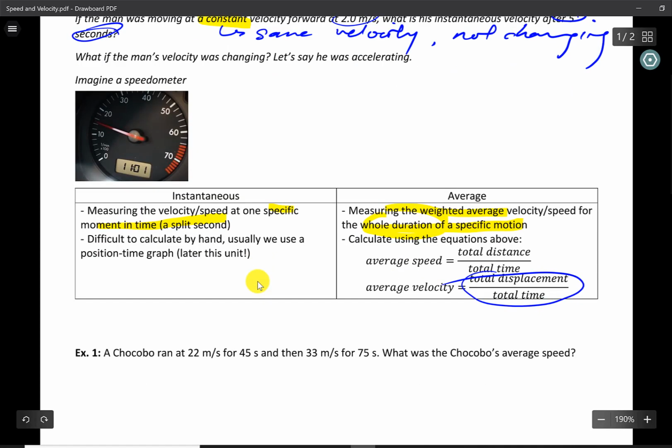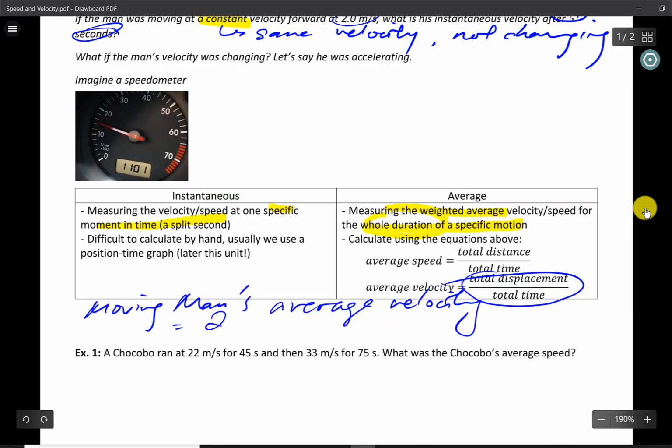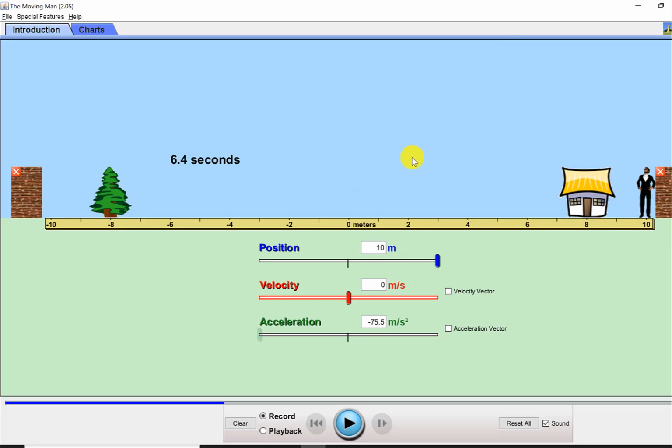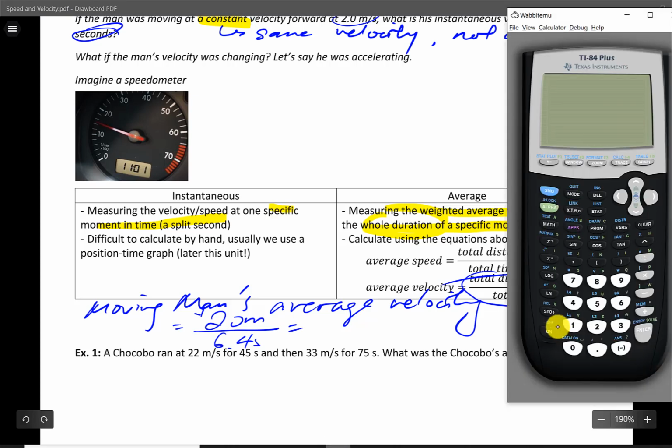So what can we do for that? Okay, so the moving man. His total displacement was a total of 20 meters because he started at negative 10, he went 10 to 0, and another 10 meters all the way to positive 10. Total of 20 meters in the positive direction. The time he took, we can use the time that the simulation uses here, 6.4 seconds. 6.4 seconds. And we punch that into our calculator.